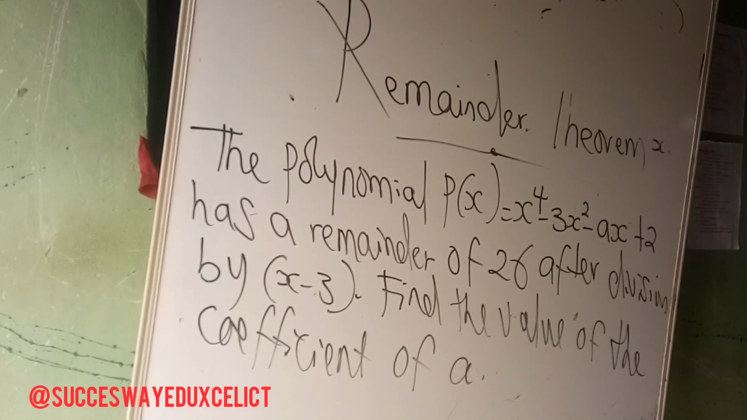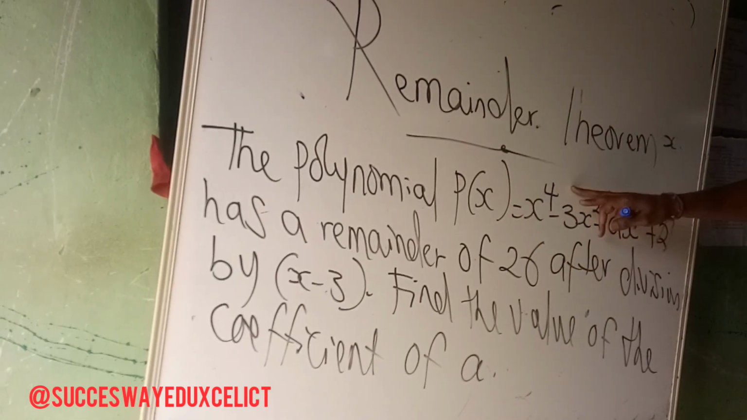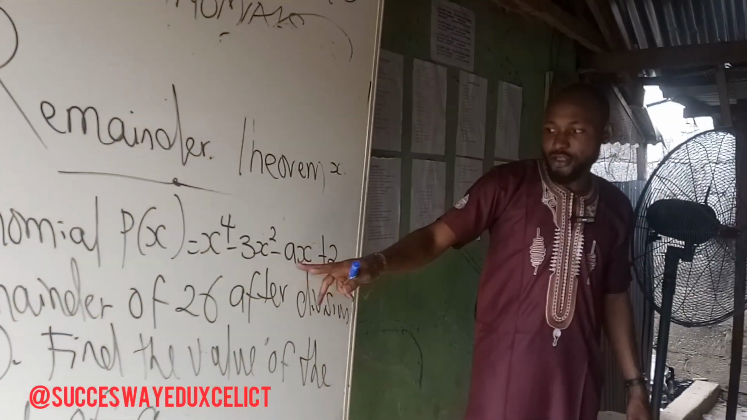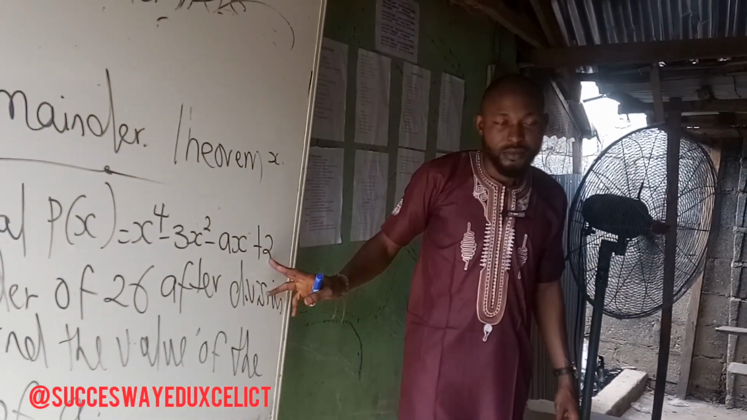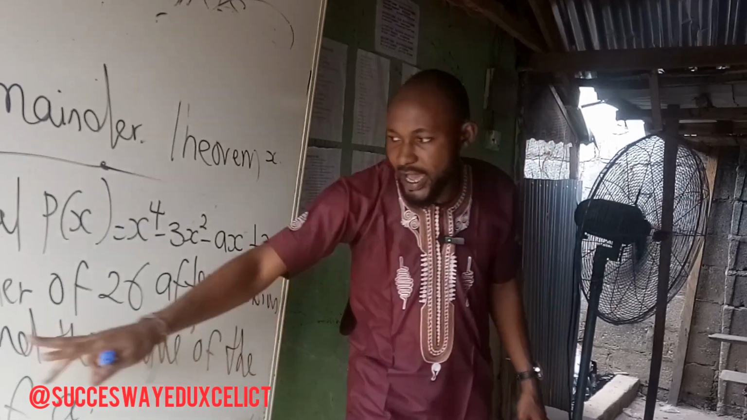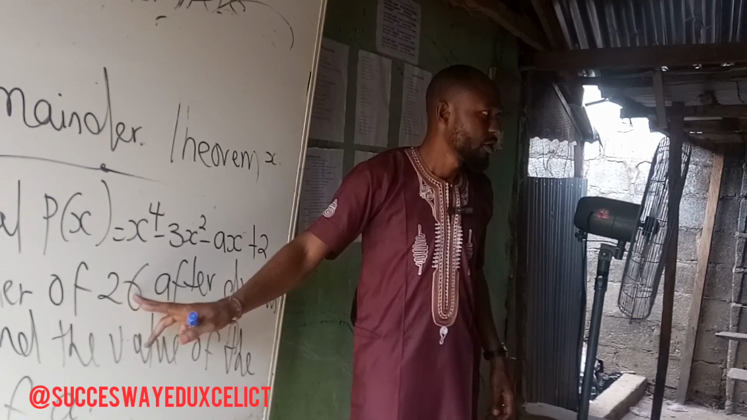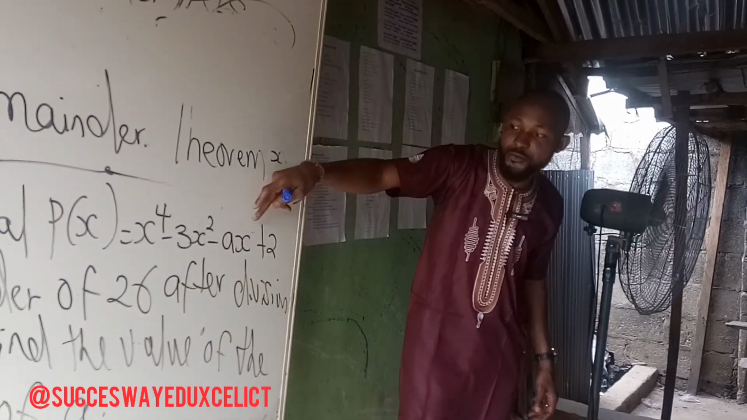The polynomial P of x is equal to x raised to power 4 minus 3x squared minus ax plus 2. When divided by x minus 3, it has a remainder of 6. The question is, find the value of a.